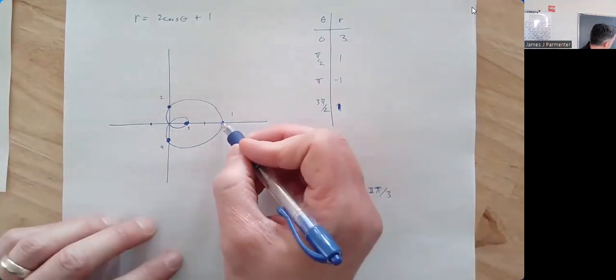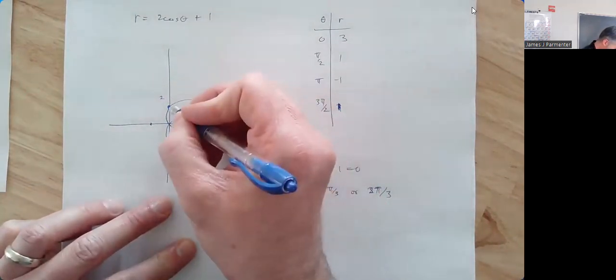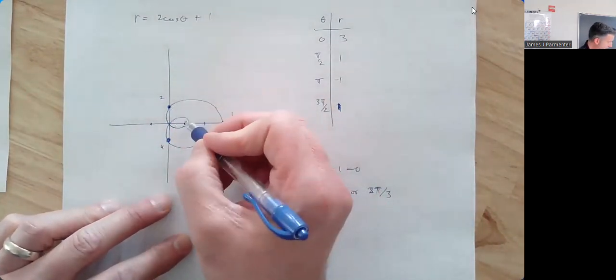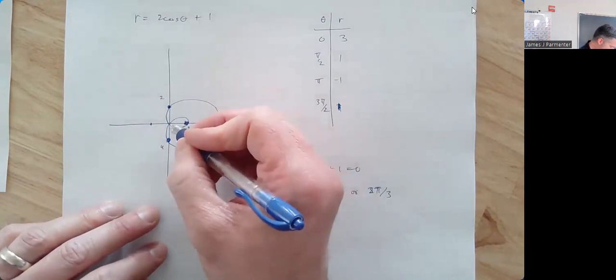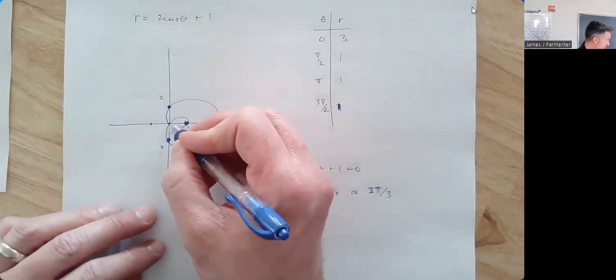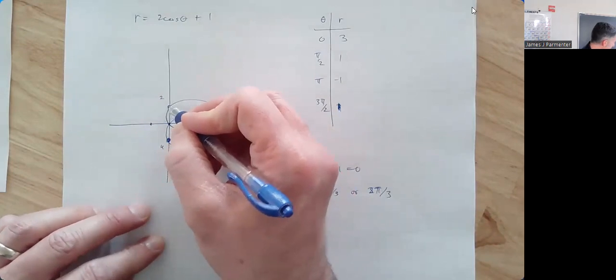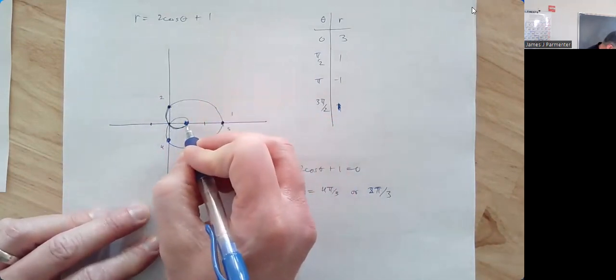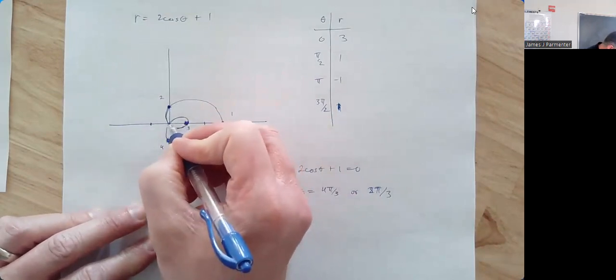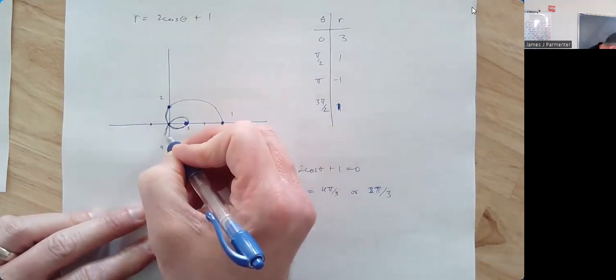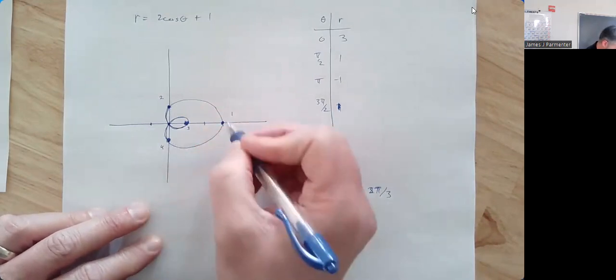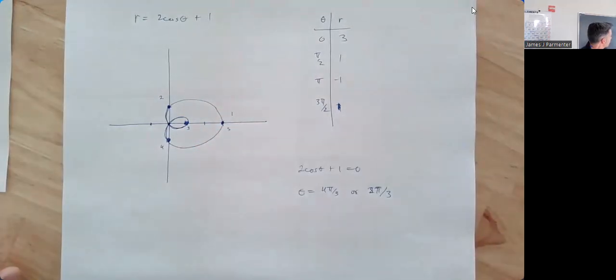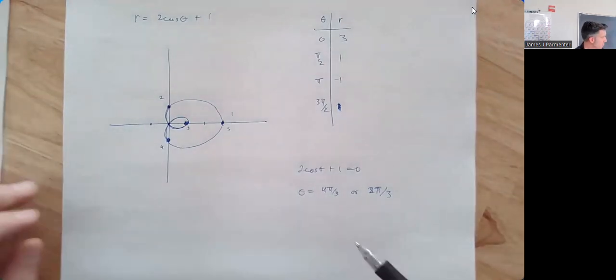So right here, we're going from 0 to pi over 2. And then from pi over 2 to pi, we hit the angle 2 pi over 3, which is where we hit the origin. So pi over 2, 2 pi over 3, pi, 4 pi over 3, 3 pi over 2, 2 pi. So kind of interesting. So it's 0 at 4 pi over 3 and pi?